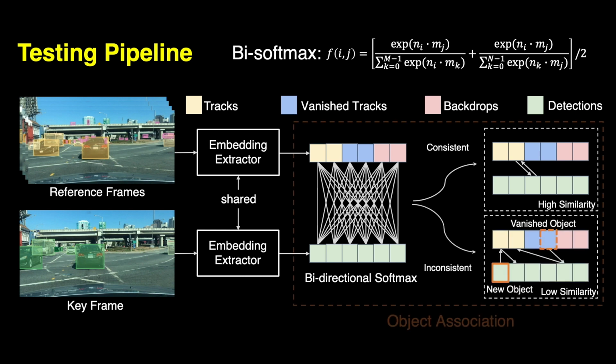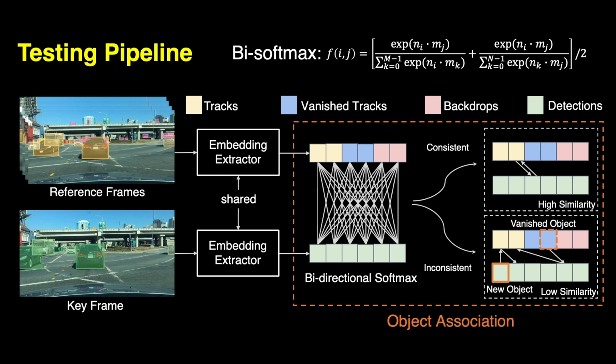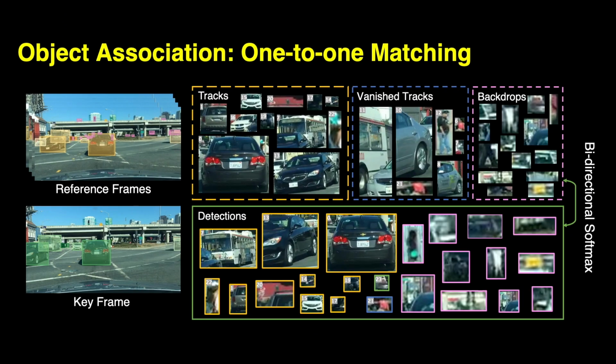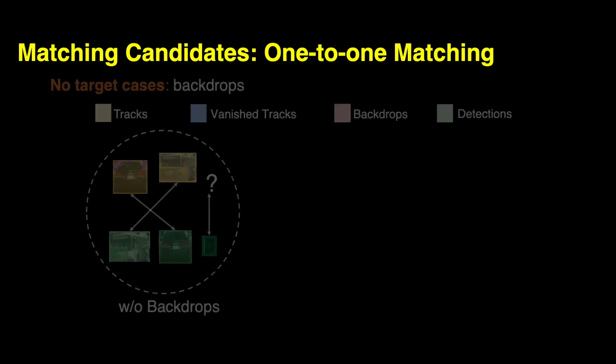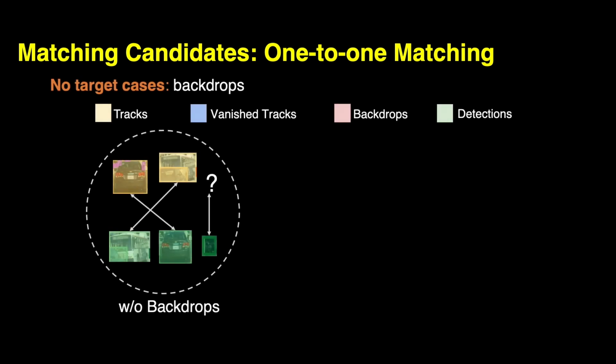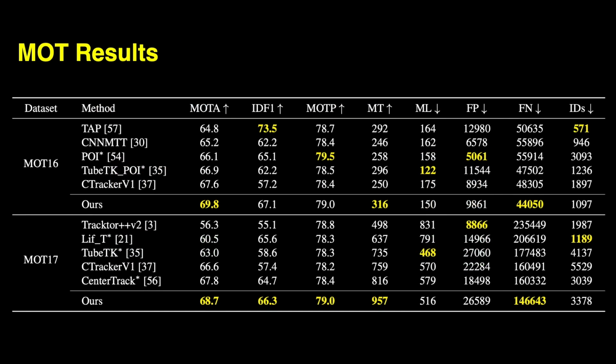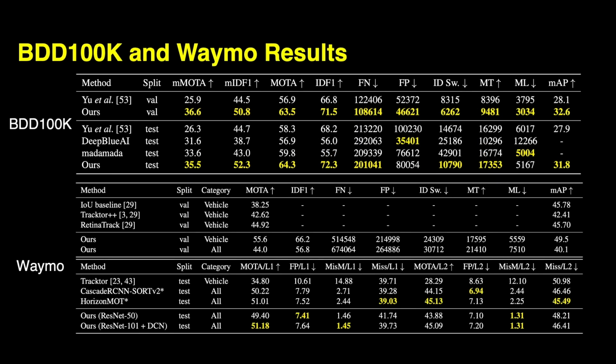Apparently, objects that have no matching target will naturally obtain low similarity scores to all candidates. When testing, our prior objects include tracks, vanished tracks and backdrops. Previous methods usually drop all unmatched objects. It is very likely that a detected object is matched to a dropped unmatched object. Therefore, we keep these unmatched objects as backdrops to facilitate the matching process. For the multi-target cases, we do inter-class duplicate removal by non-maximum suppression. Our method outperforms all existing methods on MOT benchmark without using external training data. It also boosts almost 10 points of MOTA and significantly decreases ID switches on BDD100K and Waymo dataset.